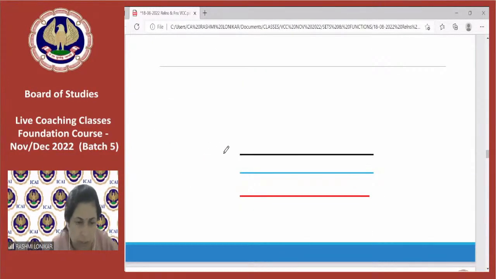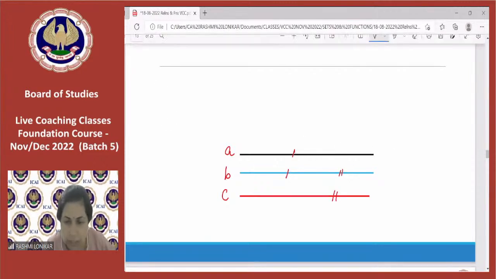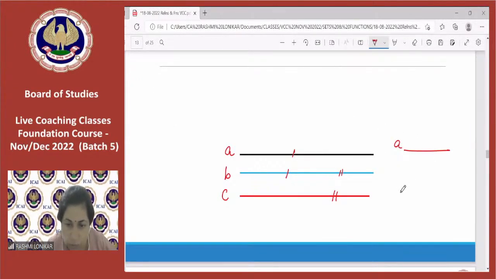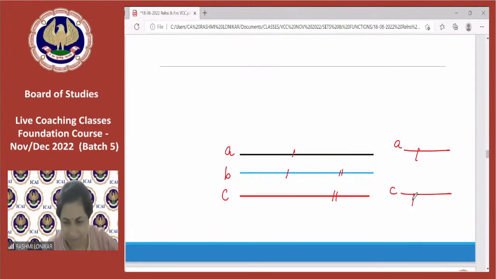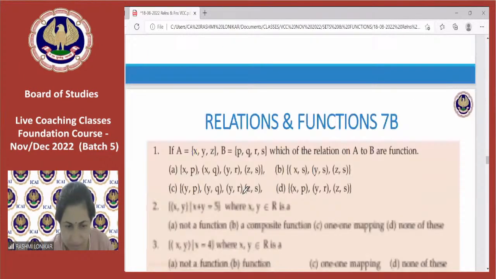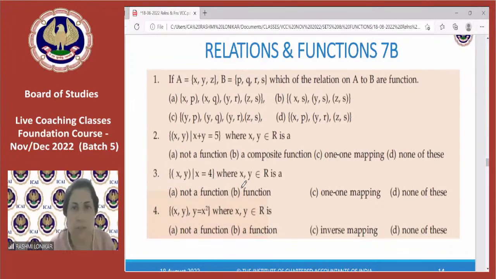I've drawn it here. I have a line A, a line B, and a line C. If I say A is parallel to B, and B is parallel to C, then it will automatically mean that A is also parallel to C. Now let us take some examples so that the picture becomes more clear. Understood till now?